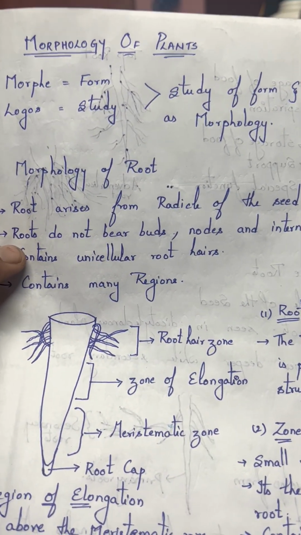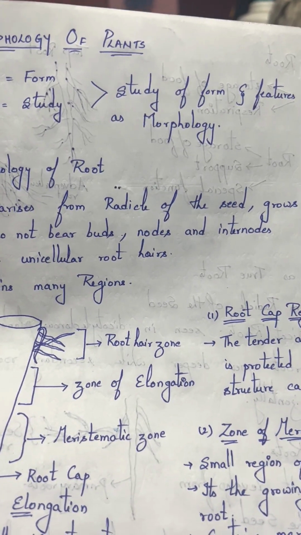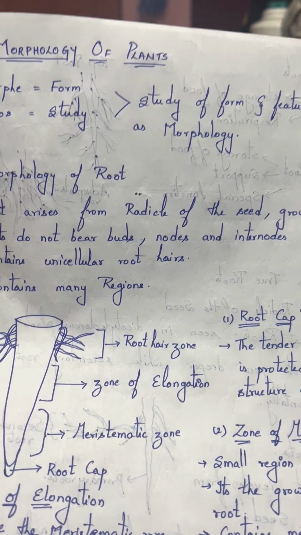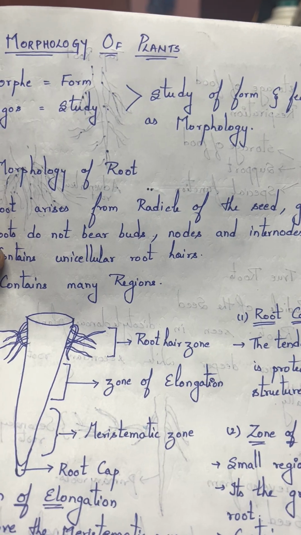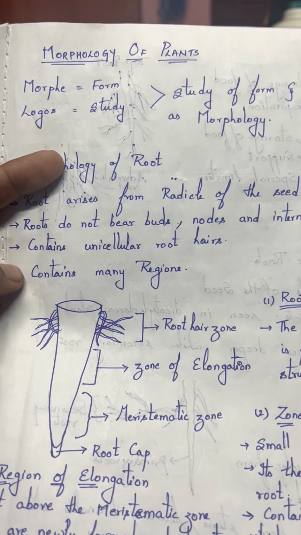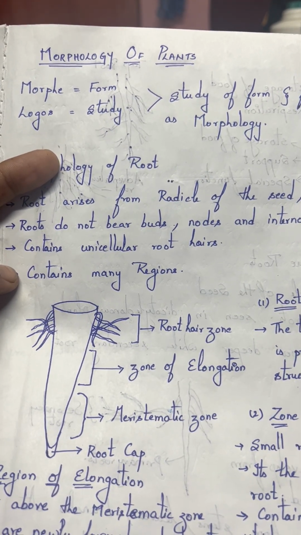Okay, roots do not bear buds, nodes and internodes. When we see the stems, they have the nodes, internodes, etc. But here in the roots we don't have any buds, nodes and internodes. Unicellular root hairs are present.